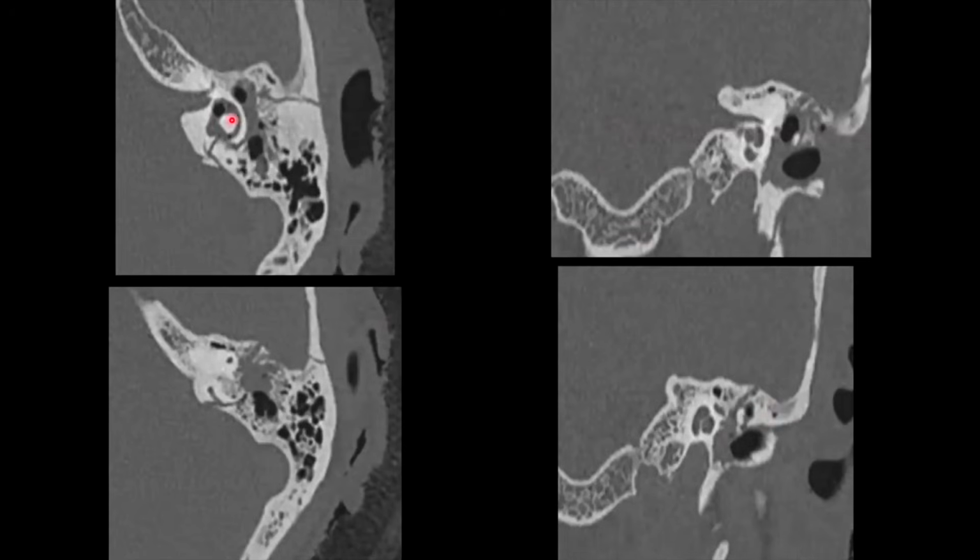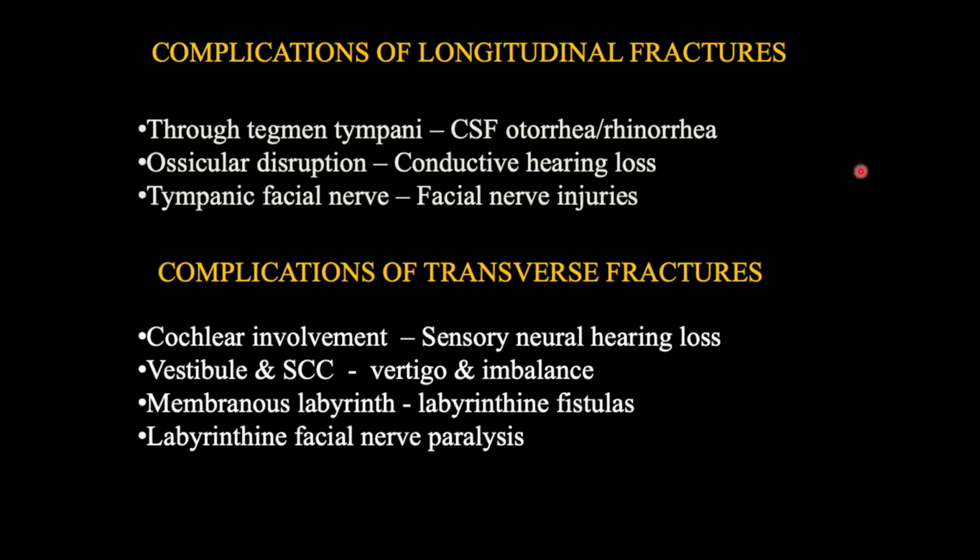Just to show you again, all the pneumolabyrinth, these are the axial images, these are the coronal images. This shows that the fracture line is involving the tegmen tympani, and we are losing all the anatomy of the incus. You are seeing the head of the malleus, but you are not really appreciating the incus. So now you have identified longitudinal and transverse fracture. Let's go on to the complications.